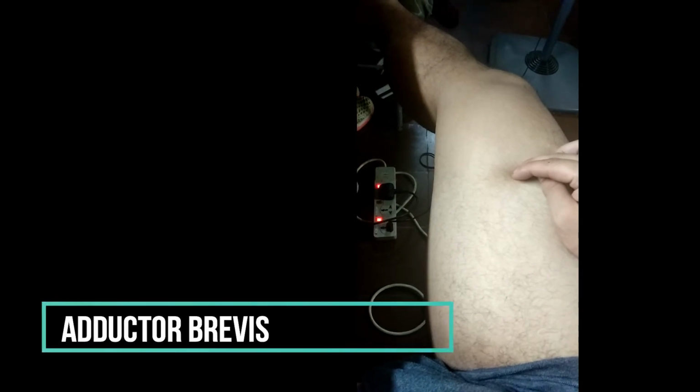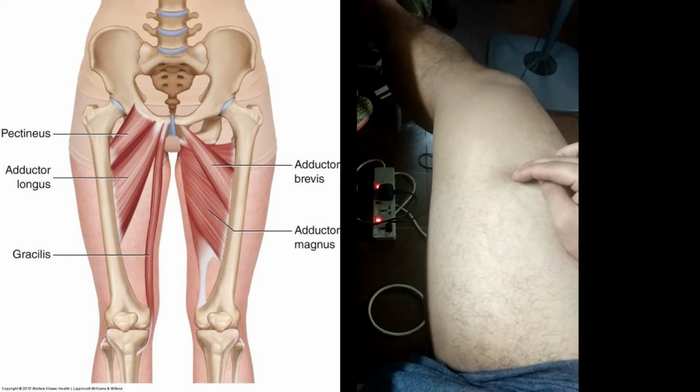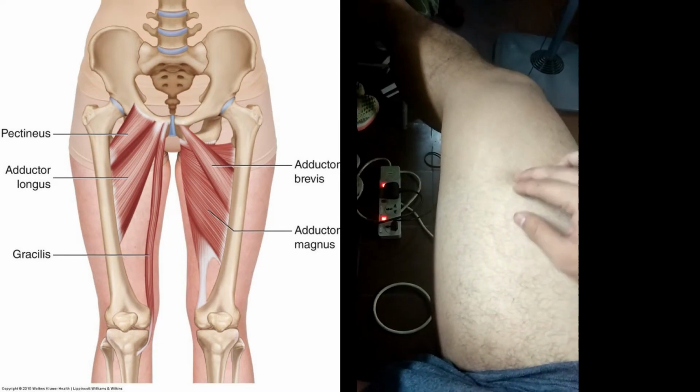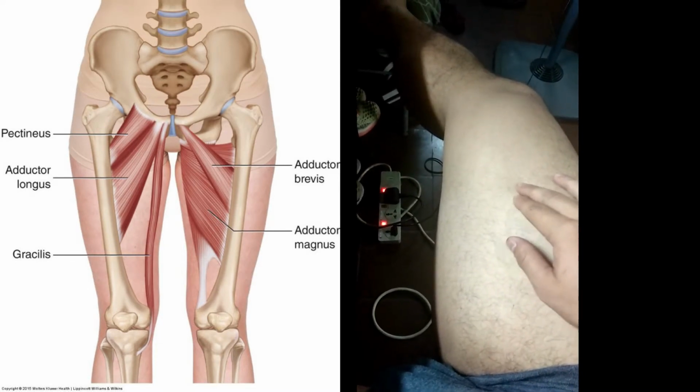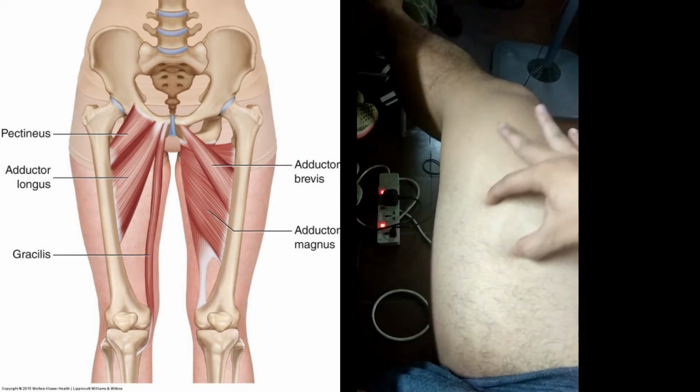Adductor brevis, deep to the pectineus and adductor longus. Origin: medial pubis. Insertion: linea aspera. So the adductor brevis is just around here. It's just above the pectineus and the adductor longus.